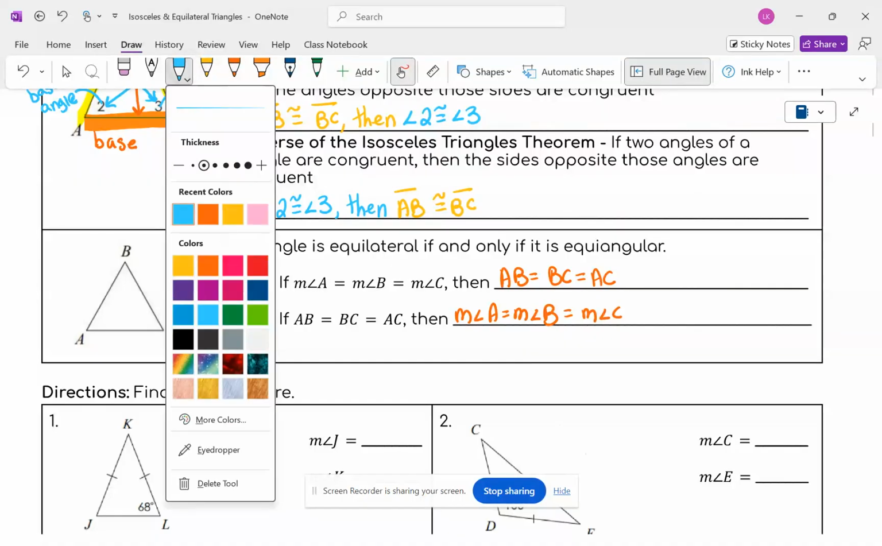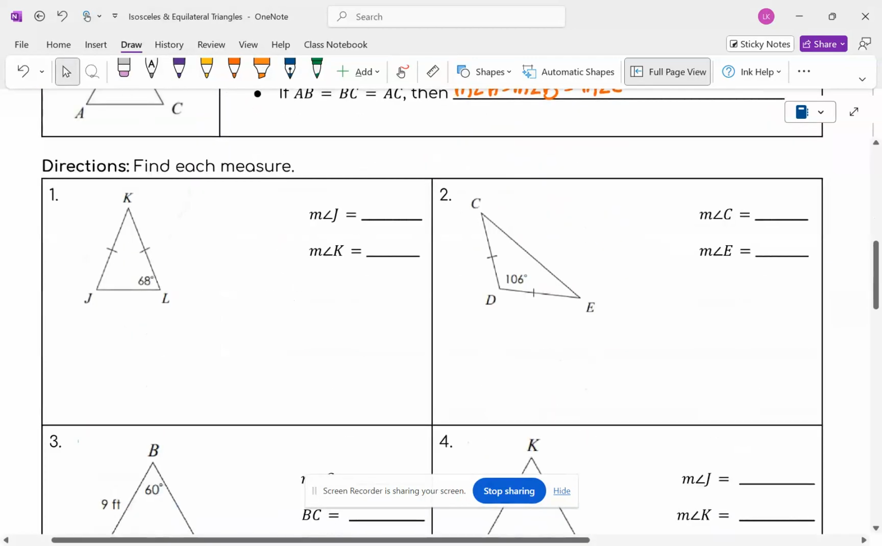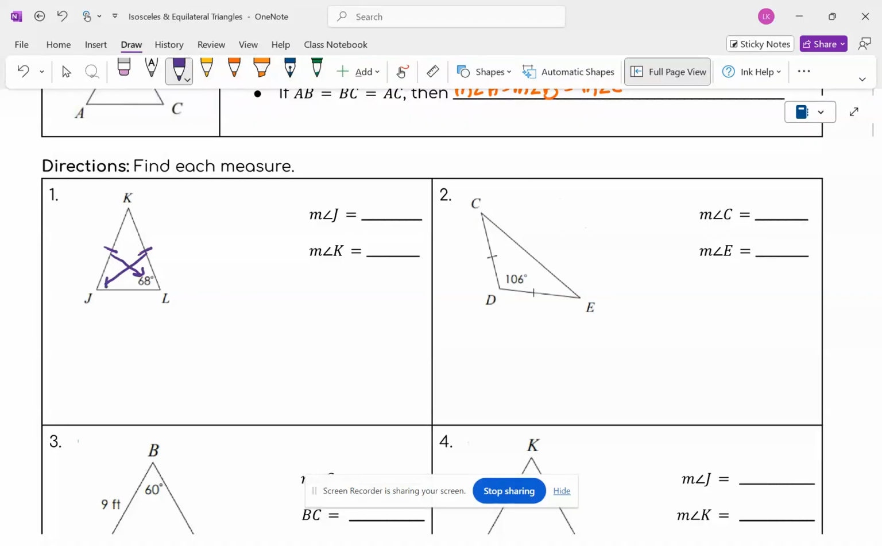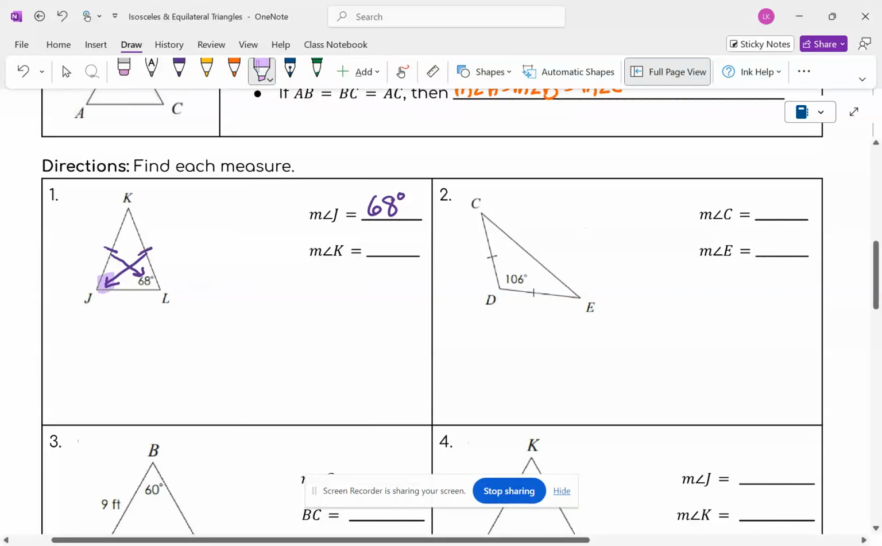Now let's try this out in some examples. So it asks us to find each measure. This first triangle is isosceles, and I know that because it tells me that these two sides are congruent. These little tick marks, remember, tell me that they are congruent. So because those are congruent, here is one of my base angles, here is the other. So if angle L is 68, angle J is also 68 because these are my base angles. If I want to, I can highlight them. It is still true that all of the angles in a triangle add up to 180.